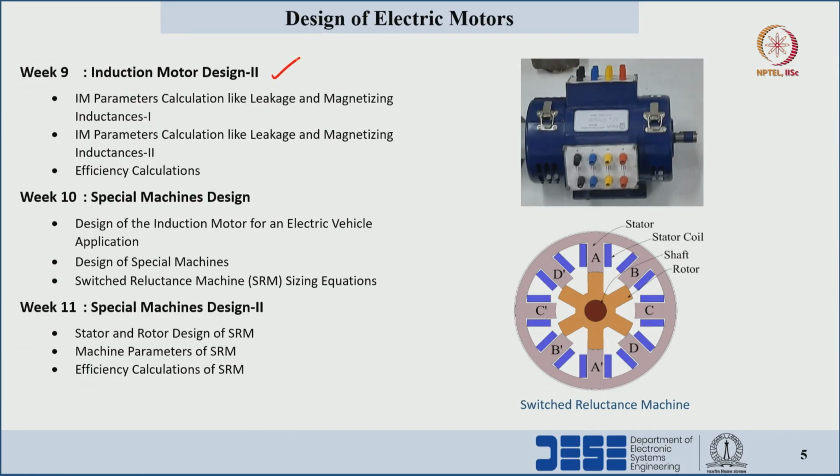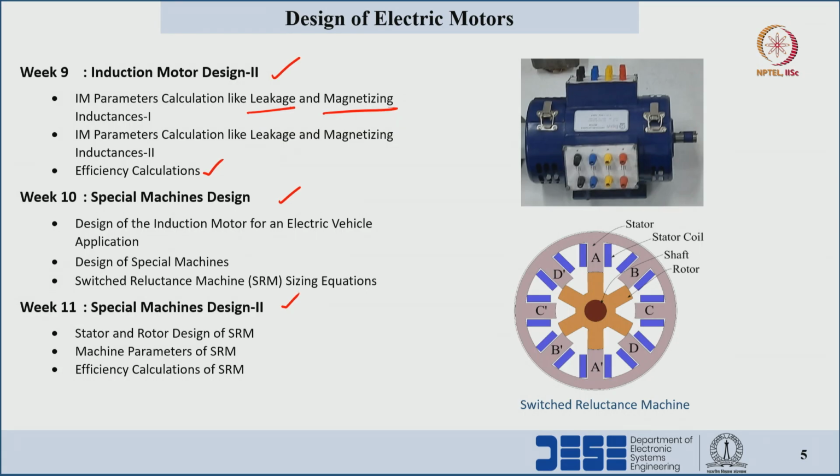In week 9, we will discuss the performance parameters of an induction machine with respect to leakage inductance and magnetizing inductance, and efficiency calculations with respect to the iron losses, copper losses, mechanical losses and stray load losses, in detail. Week 10 and week 11, we will discuss special machine design.